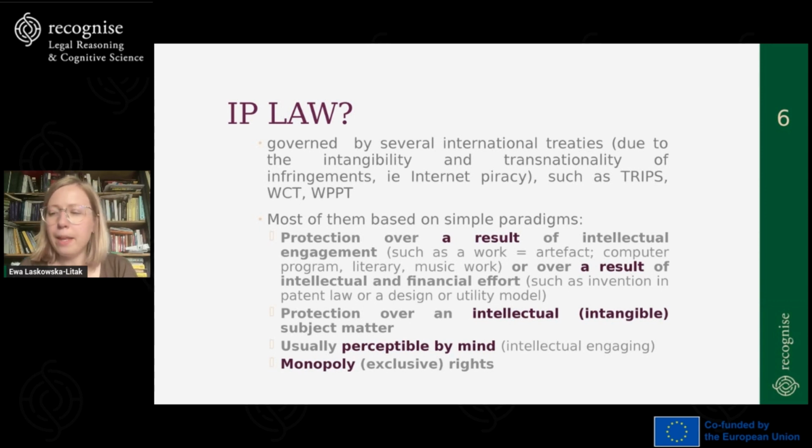Now, these are the paradigms that were established in the 19th century in the Berne Convention. They have been functioning for a long time, for over a century, and they were challenged by digital technologies, mostly due to the rapid spread of the digital environment, social media, internet piracy, etc.